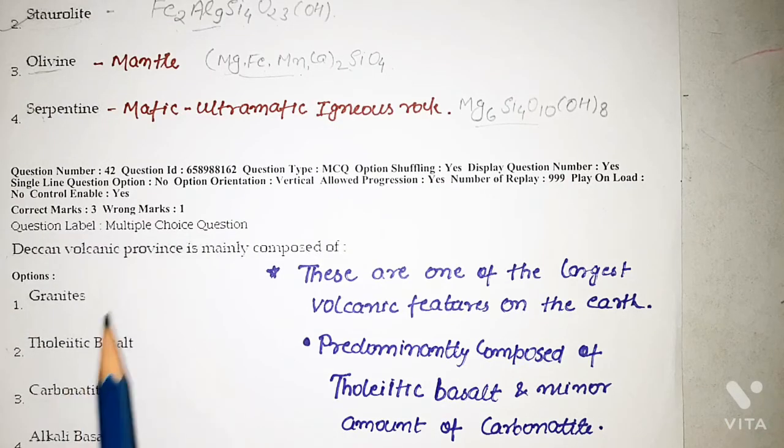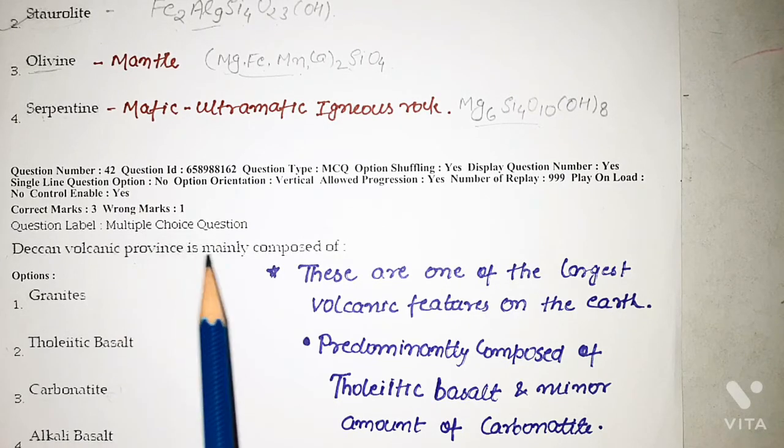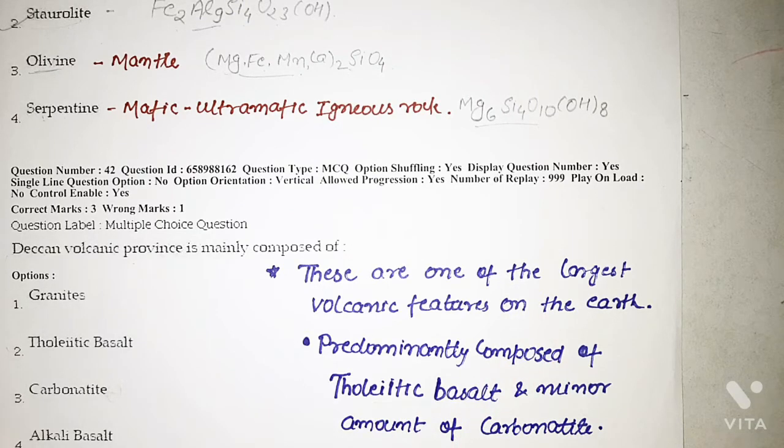Next question is: Deccan volcanic province is mainly composed of. So Deccan volcanic province are large igneous provinces of west central India, and these are one of the largest volcanic features on the earth, and these are predominantly composed of tholeiitic basalt, and a minor amount of carbonatite may also be present. But now let's check the options.